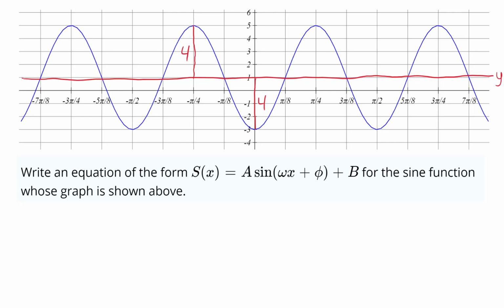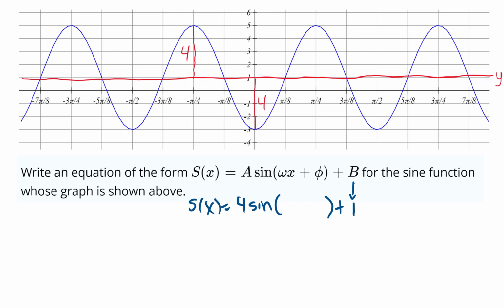So the first thing I know is b. b equals 1. And I also know a, because the amplitude oscillates above and below by 4. So we've got 4 sine, and then we need to figure out the omega and the phi, and then plus b, because that makes things shifted up 1.